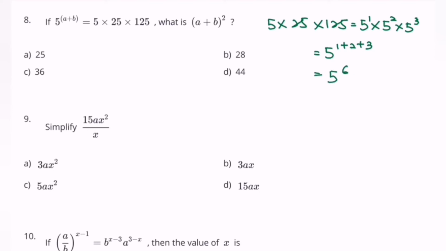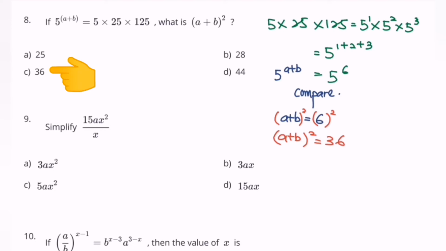So kindly compare the situation on the left hand side where we have 5 to the power of a plus b. If we compare the situation, we will have a plus b, which is equal to 6. By referring to the question, what is a plus b to the power of 2? So in here, if we square both sides, we will have a plus b to the power of 2, which is equal to 36. So the answer for this question would be C.